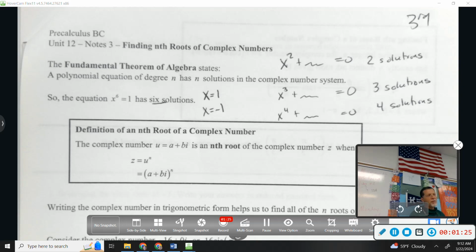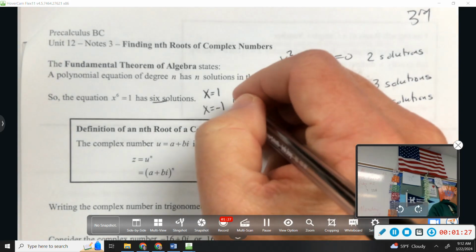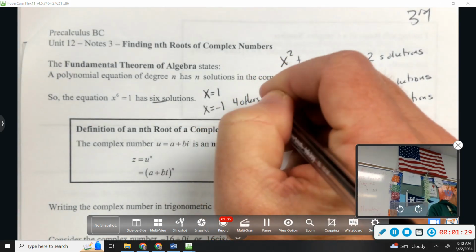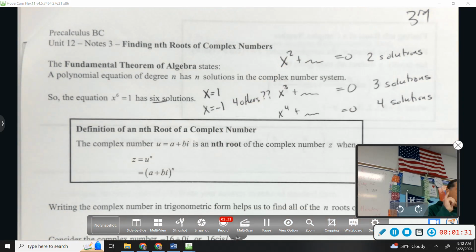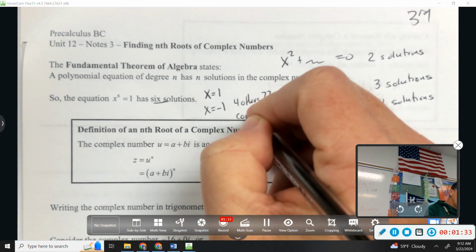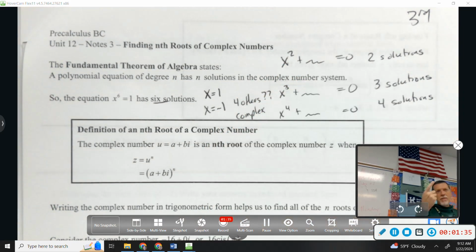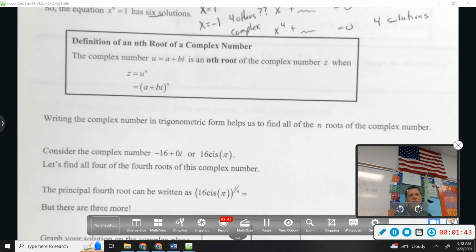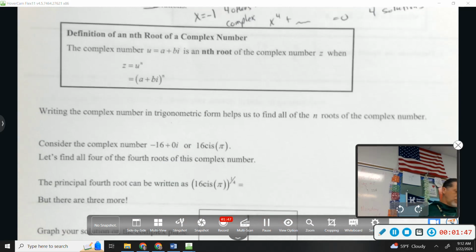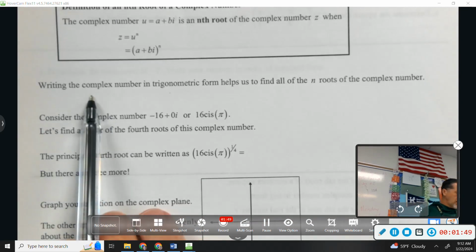But there's supposed to be 4 others. 4 others? I'm not going to say imaginary. I'm going to say complex. So they include an imaginary part. So there are 6 answers. Today we're going to figure out how to get all of the answers rather than just kind of the easy ones. Okay, that box doesn't do much for us, so just skip over that.